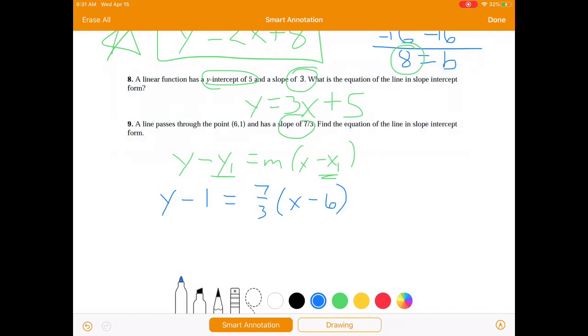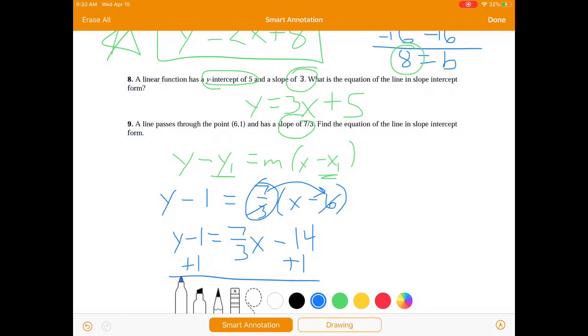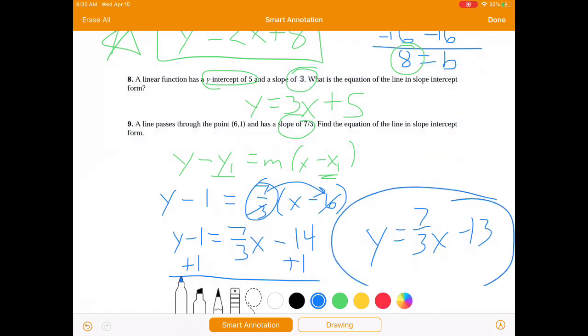minus 6. All right, and to put this into slope-intercept form, we simply just have to distribute and solve for y here. So y minus 1 equals 7/3 x. And then when I'm looking at 7/3 times 6, I recognize that the 6 and the 3 kind of cancel each other out. 6 divided by 3 is 2, and then 2 times 7 gives us 14. And then the only thing we have to do after that is add 1 to both sides, so we will end up with y equals 7/3 x plus 13 as our equation in slope-intercept.